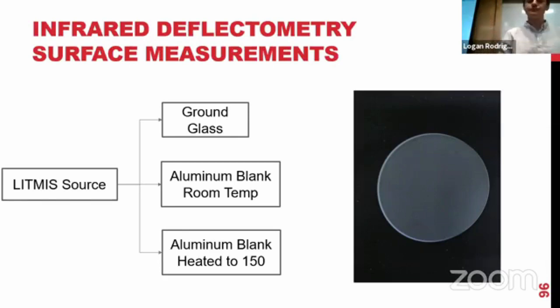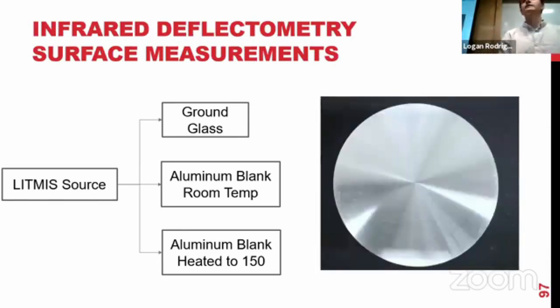We test it. We then test an aluminum blank at room temperature. Finally, we test that same aluminum blank after it's under thermal load. So we heated it up to 150 degrees Celsius using a hot plate, and then we threw it in place and tested it.